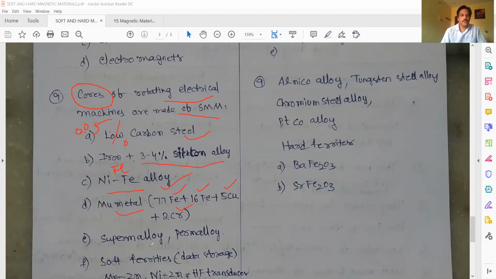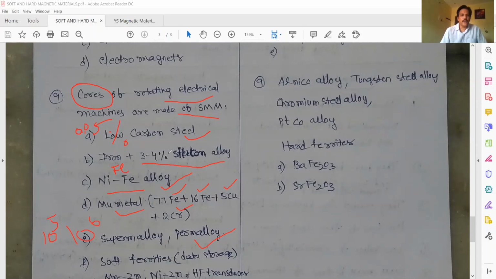Another one is supreme alloy. Another one is called permanent alloy. What is an alloy? A mixture of metals is known as an alloy. Where do you use the supreme alloy and permanent alloy? Where we need materials with high permeabilities. We use these where there is permeability in the range of 10 power 5, 10 power 6.